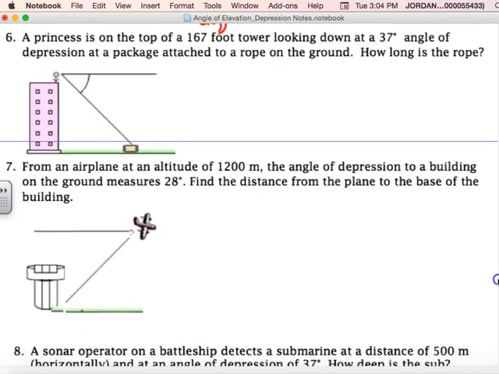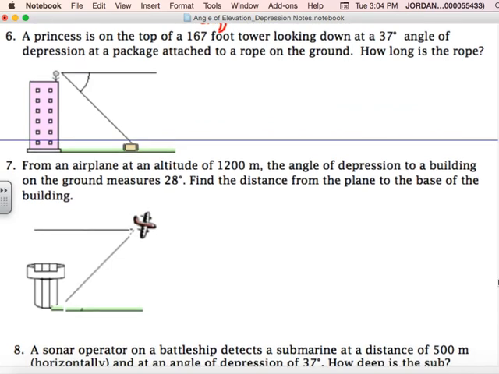Nice, this one's got the picture drawn for us. So Princess is on the top of a 167-foot tower. So we know this tower is 167 feet, and she's looking down at a 37-degree angle at a package attached to the rope that she's holding. So this is her rope that she's holding right here, and we want to know how long is the rope. So this is X. And again, this angle of depression at 37 degrees is also the angle of elevation coming up from the package. So we can call this 37 degrees down here.